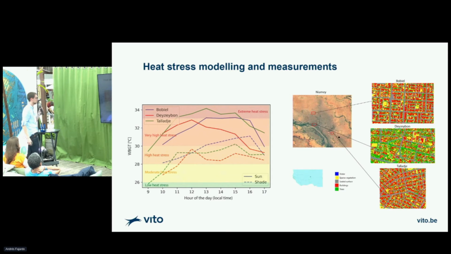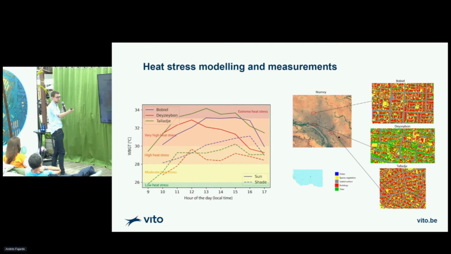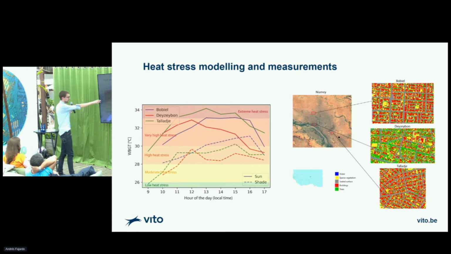So we had these wet bulb globe thermometers there, one in the sun, one in the shade. So the full line is the sun, the dashed line is in the shade. And you can clearly see that the thermometers that were in the sun experienced much higher heat stresses than the ones in the shade. What is very special to see is that the city quarter that has the most green clearly has the lowest heat stress, both in the sun and in the shade.